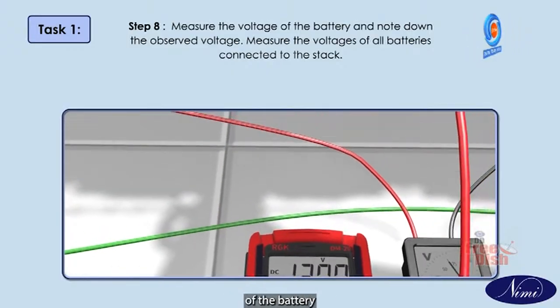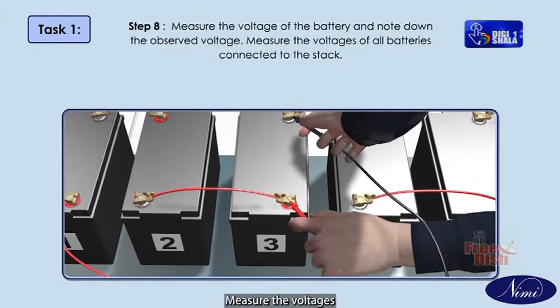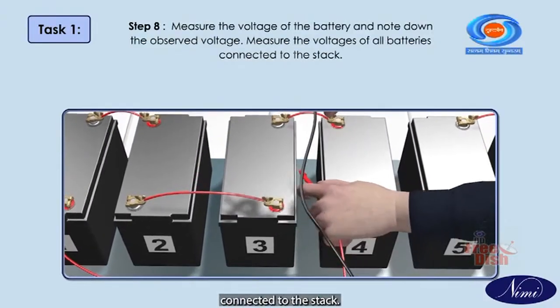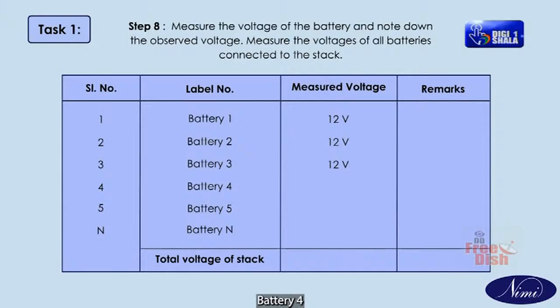Step 8. Measure the voltage of the battery and note down the observed voltage. Measure the voltages of all batteries connected to the stack. Serial number, label number, measured voltage, remarks. 1, Battery 1. 2, Battery 2. 3, Battery 3. 4, Battery 4. 5, Battery 5. N, Battery N. Total voltage of stack.